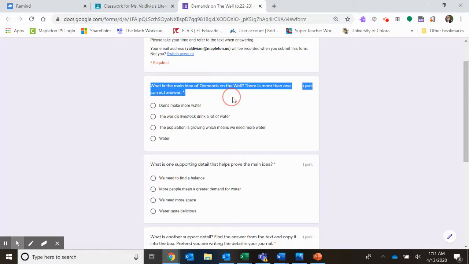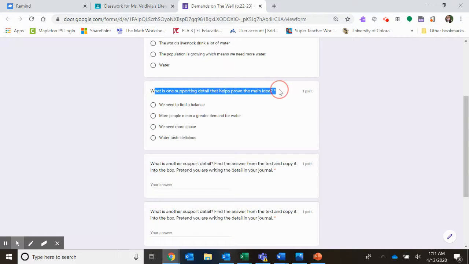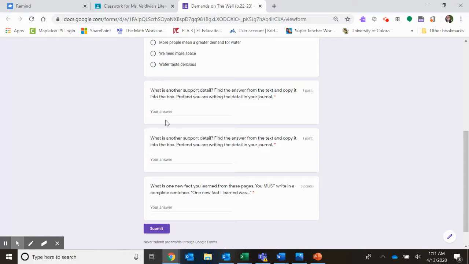Okay. Our first one is asking, what's the main idea? And then we have some choices here. What is one supporting detail that helps prove it? There's some multiple choice. And then here is where I need you to make sure that you're going back and reading and finding these supporting details in the text.